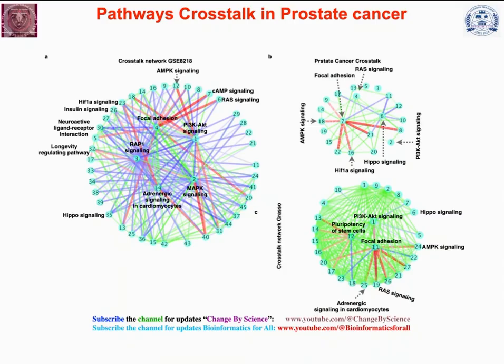Now, the conclusion here you can say, irrespective of the data sets, in case of prostate cancer, PI3K AKT, MAPK signaling, RAP1 signaling, and adrenergic signaling, they are basically appearing as showing the maximum pathway crosstalk. And that is the conclusion.